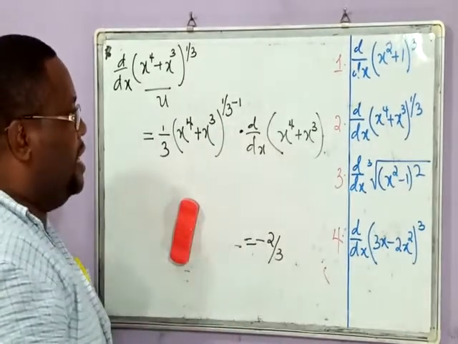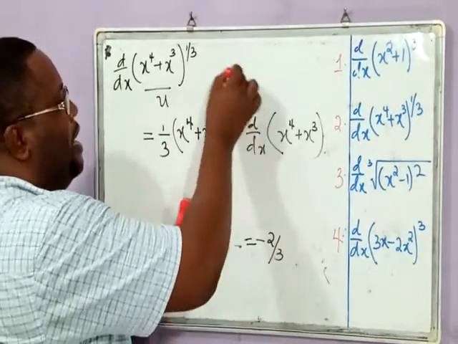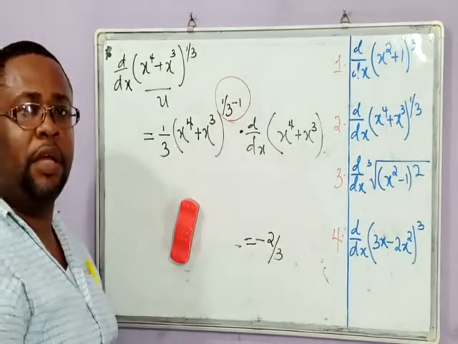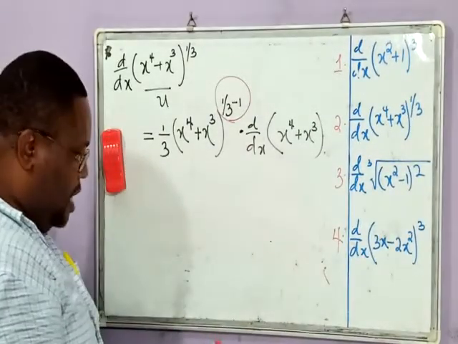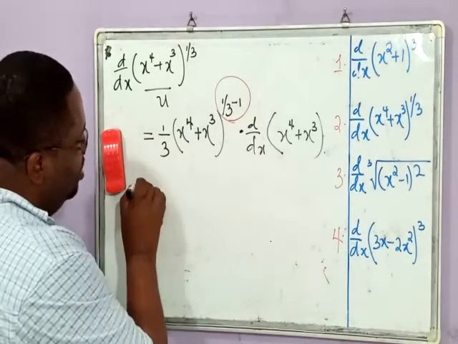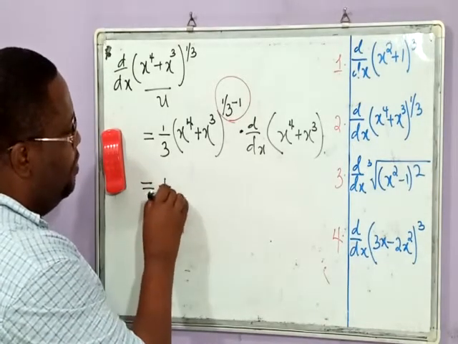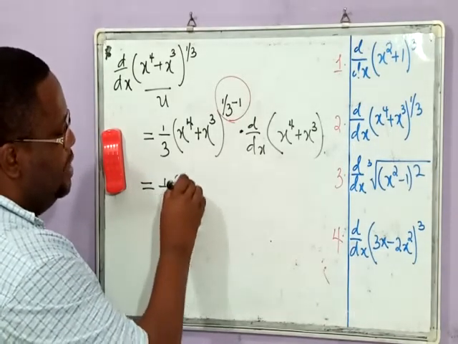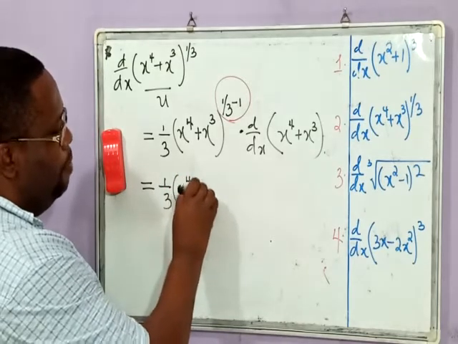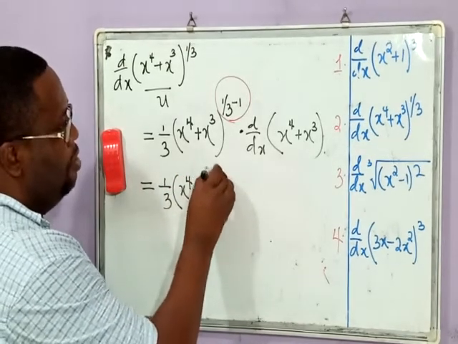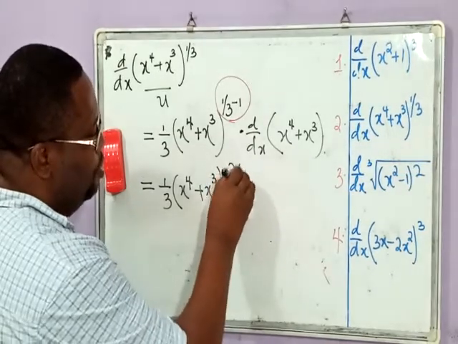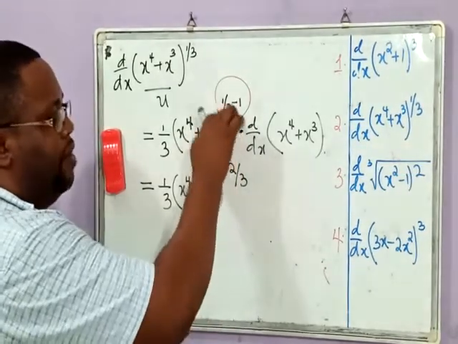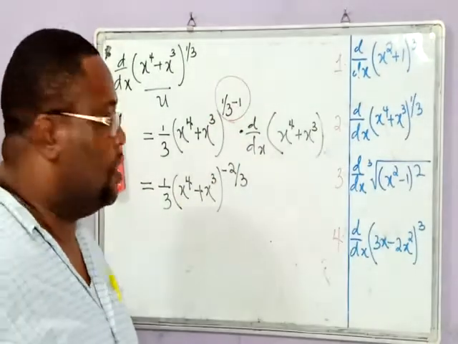So what I'm trying to say is that when you evaluate this, you get negative 2 over 3. That's what we just showed down here. So at the end of the day, this simply becomes equal to 1 over 3 into x to the power 4 plus x cubed, and then we got negative 2 over 3 for 1 over 3 subtracting 1.